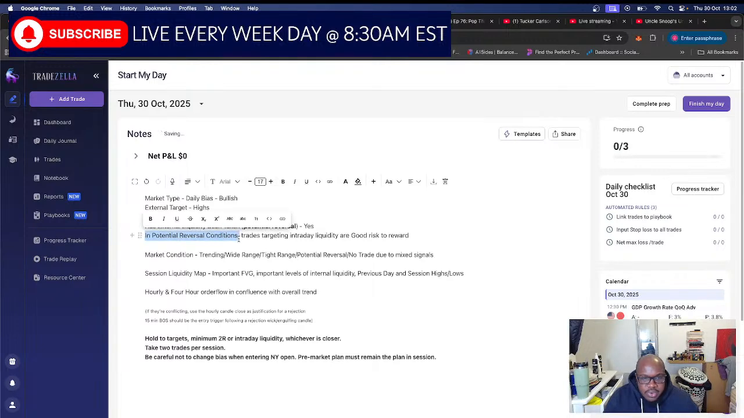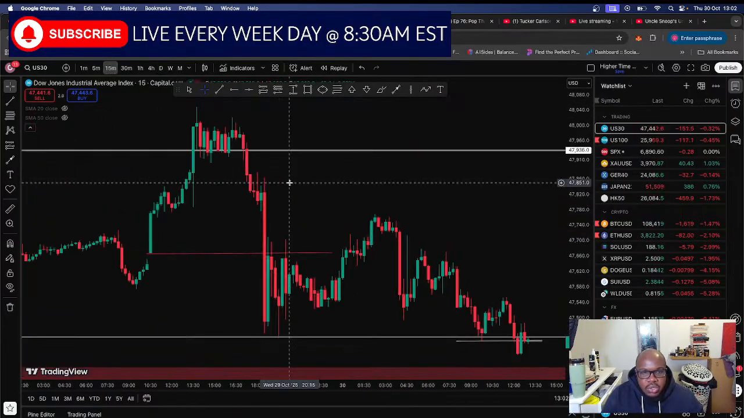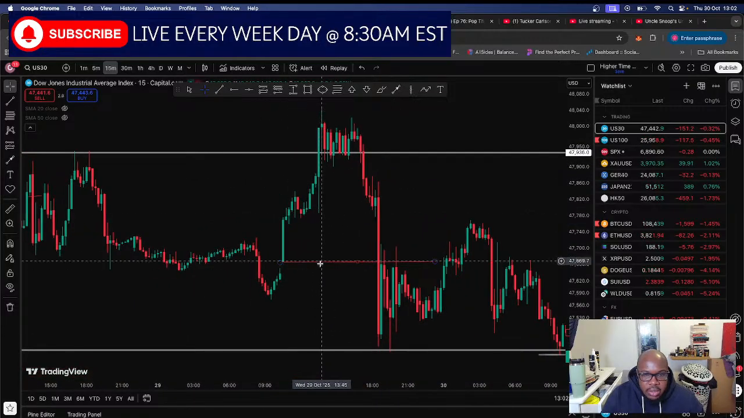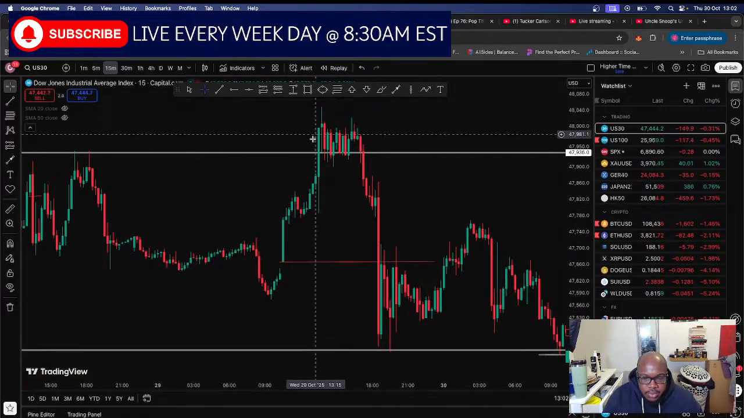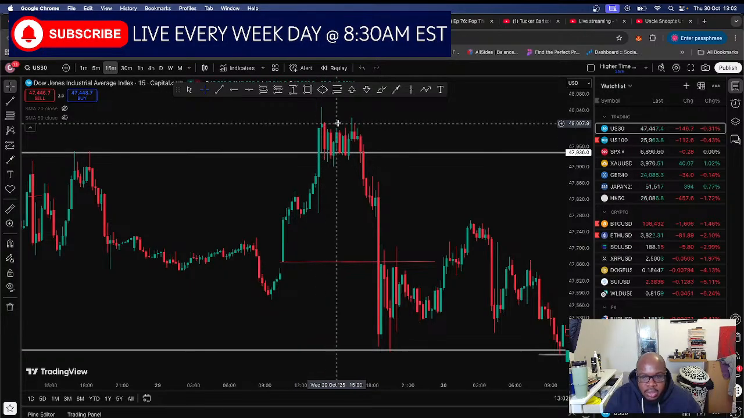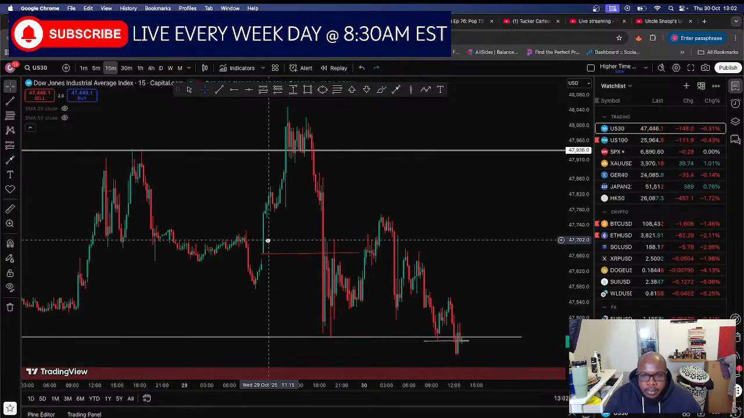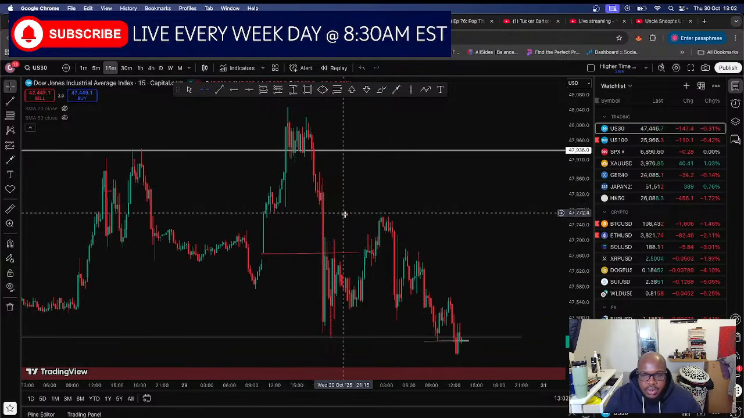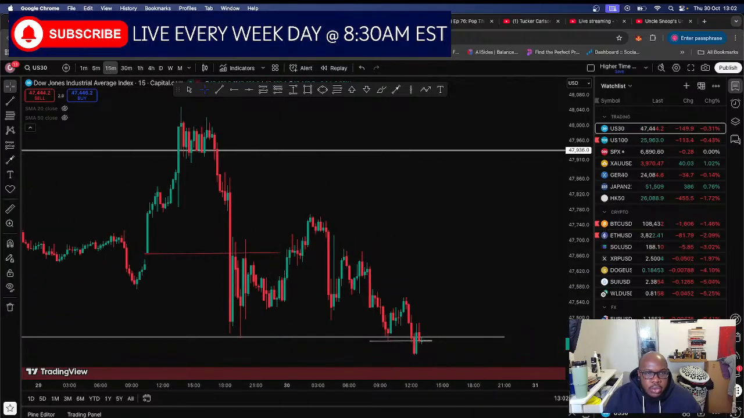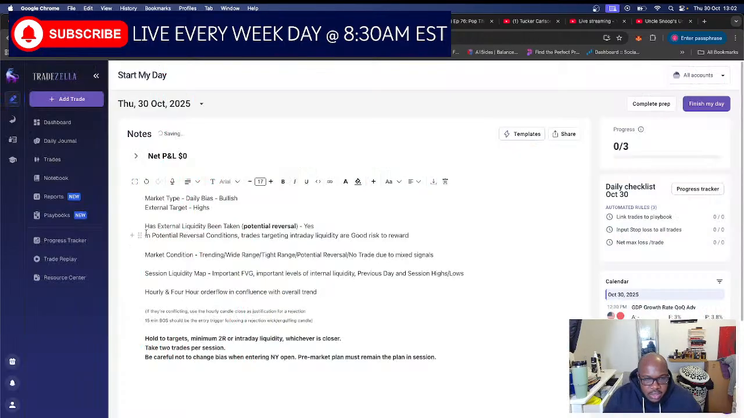In the event that external liquidity has been taken, we could take trades targeting intraday liquidity, which is what we had yesterday, and I'll show you that really quickly. We had the rally into the New York session, and then we had a sell through New York into the news event, and then from the news event we've just been going down. So we still got that playbook as we have swept external liquidity.